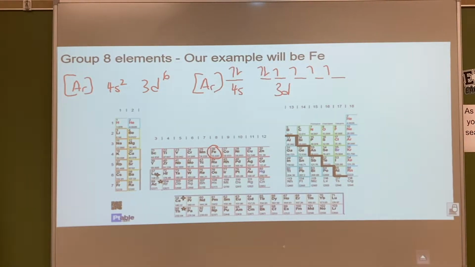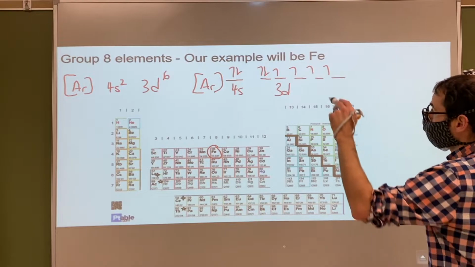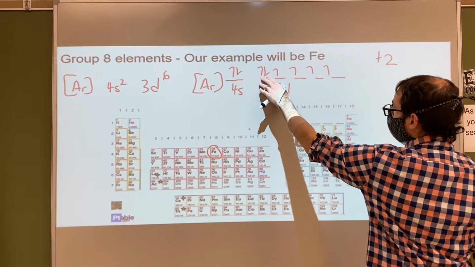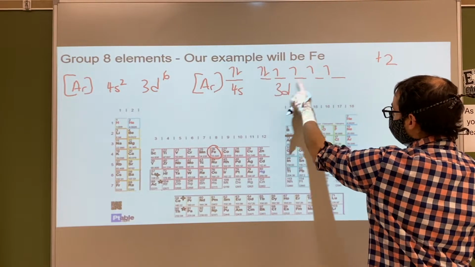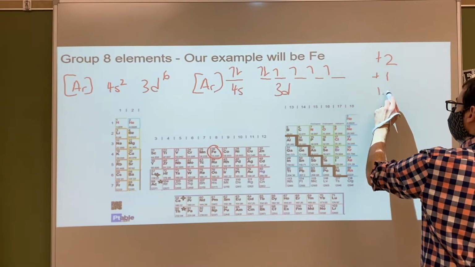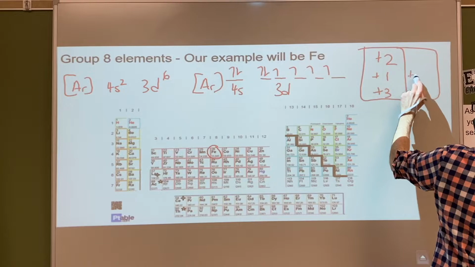Okay, so now we cannot take them all away, right? Because then it would be +8. We can't do that. So what we're going to do is remove valence electrons. That's +2. If we remove one of these, then it's going to be half filled, which is awesome, right? But we can do both. So +3 is going to be our best answer for this one.